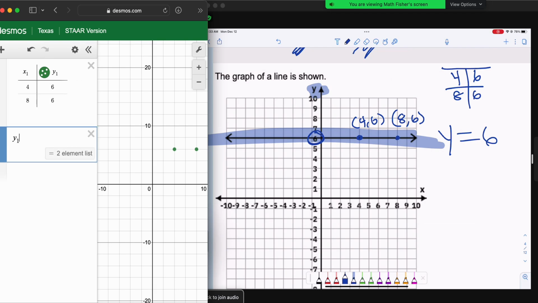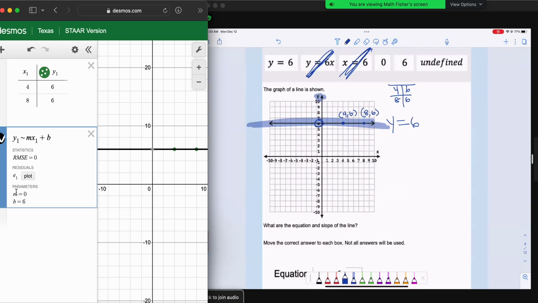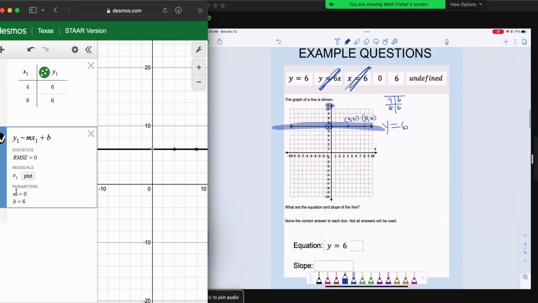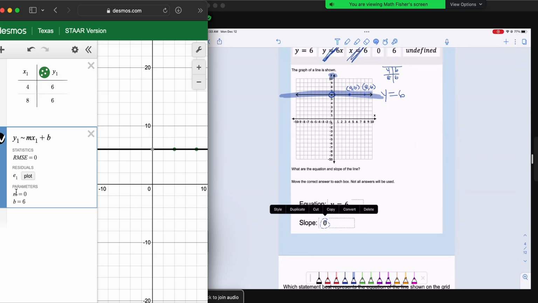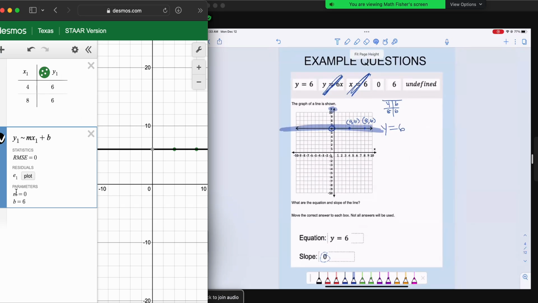We're going to do y1 tilde mx1 plus b. And it tells us our m is 0. Our slope is 0. So we're going to find our slope of 0 and move it down to the slope box. So Desmos will tell you the slope. You just have to be able to find it.